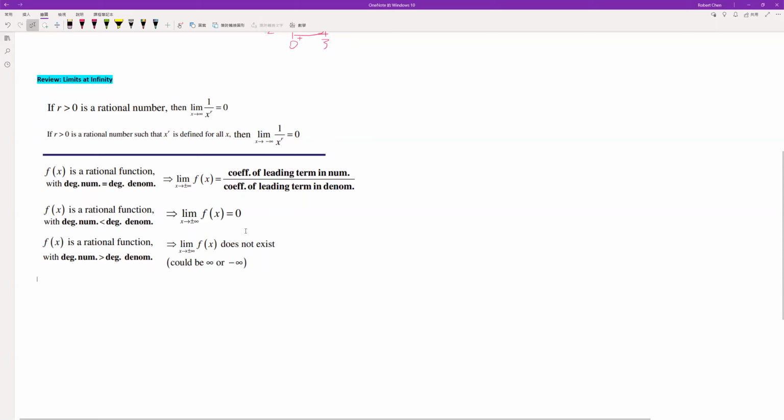So this is pretty much the same as when we're comparing two functions, right? Which one grows faster and which one grows slower, and that determines the limit as x approaches positive or negative infinity.